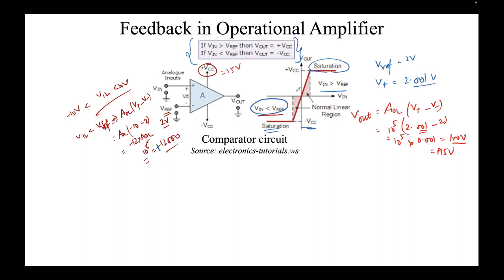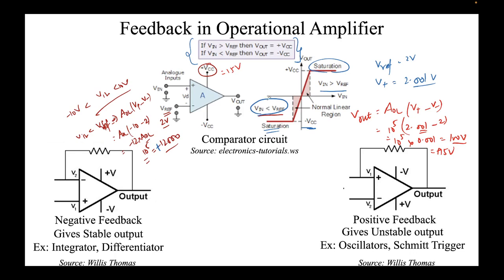For comparing large values it's good, but it cannot tolerate noise. Hence we need feedback. Negative feedback will provide a stable output. It will not always saturate. We'll solve problems. If the input voltage just increases by 0.001 due to some noise, it will not saturate like this. Negative feedback will ensure that. Negative feedback gives stable output, and some examples which we will solve are the integrator and differentiator.